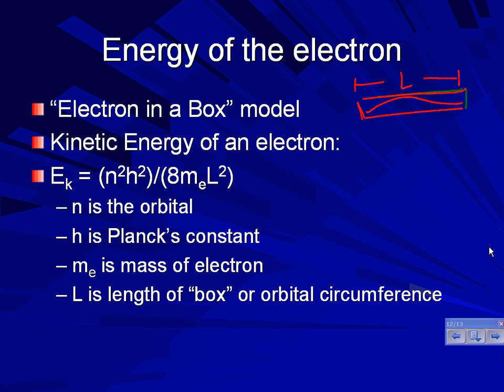So this is an equation that's in your data booklet. It's got lots of variables, okay? Basically, it allows you to calculate the energy that an electron has depending on its orbital, Planck's constant, the number 8, the mass of the electron, and the length of the box, or the circumference of the orbital. In this case, it's actually length. Okay? I know.